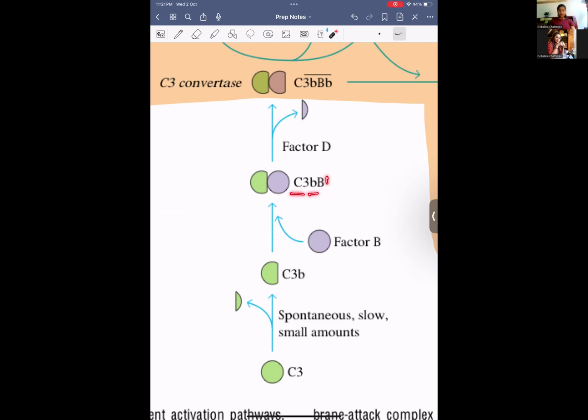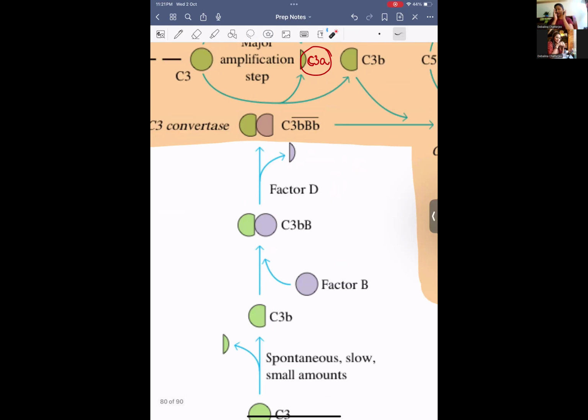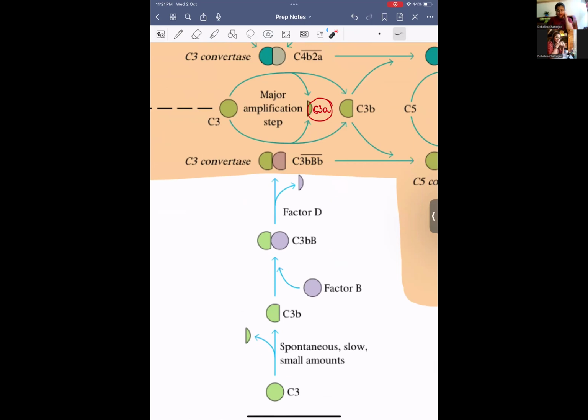Now, C3bBb is going to mediate the cleavage of factor D. Factor D is going to form factor Da and Db. So I'm sure this is getting complicated, but it's the same information. Factor D is getting cleaved into one larger fragment and one smaller fragment. Eventually, we have the C3 convertase formed again, but now the C3 convertase formed is C3b and Bb.